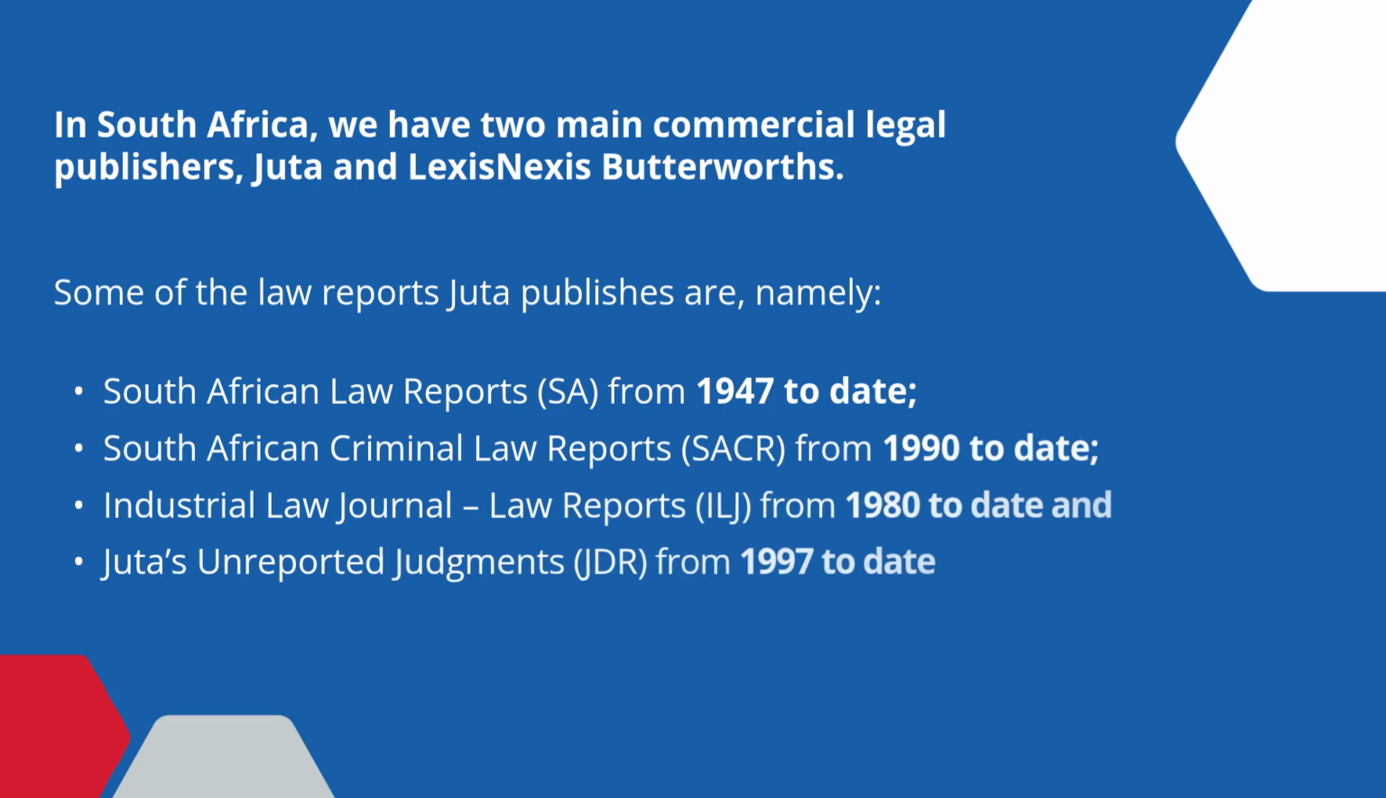In South Africa, we have two main commercial legal publishers, Juta and LexisNexis Butterworths. Some of the law reports Juta publishes are South African Law Reports, SA, from 1947 to date, South African Criminal Law Reports, SACR, from 1990 to date, Industrial Law Journal Law Reports, ILJ, from 1980 to date, and Juta's Unreported Judgments, JDR, from 1997 to date.